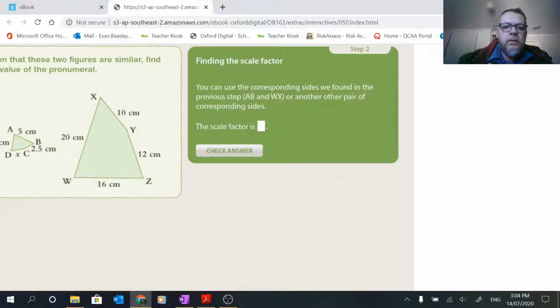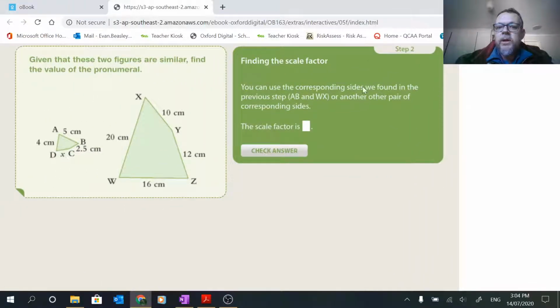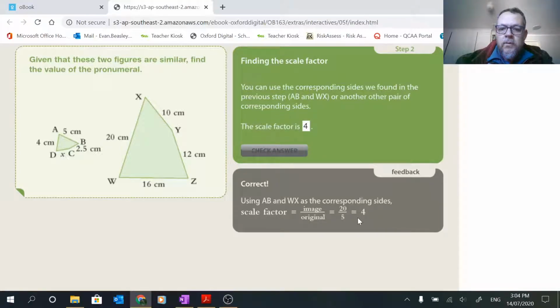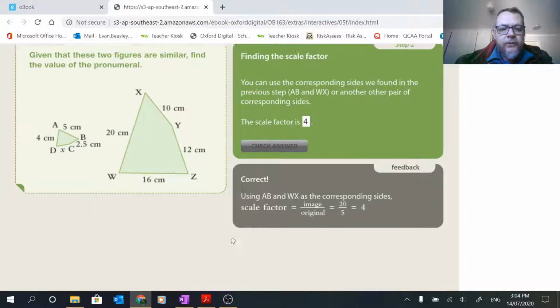Now we can use the corresponding sides we found, AB and WX, to find the scale factor. And so what do we say? It's 20 divided by 5, so we've got a scale factor of 4. So the scale factor equals the image, in this case 20, divided by the original, 5, so we've got a scale factor of 4.